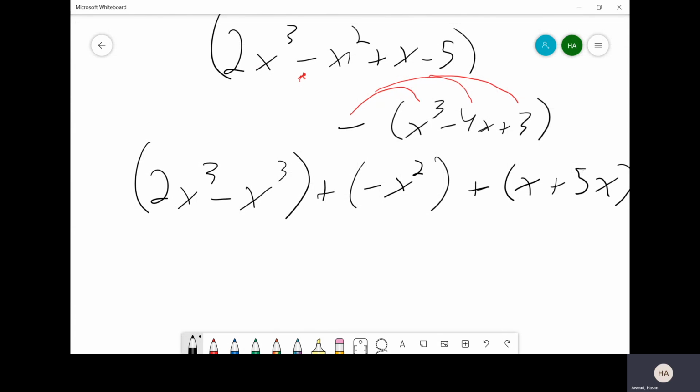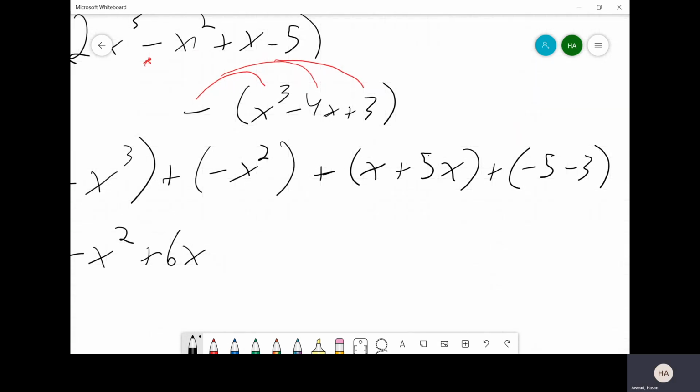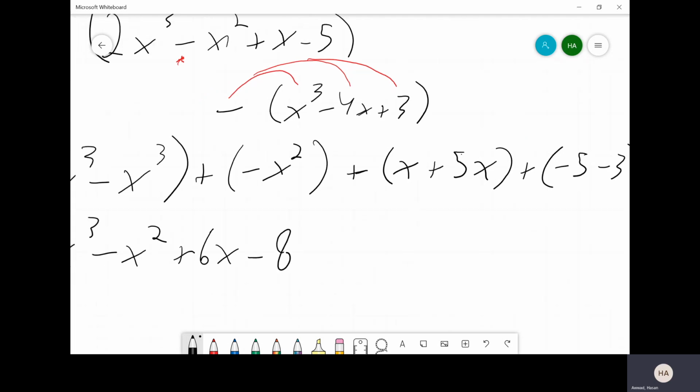So we go through this and we see, okay, 2x cubed minus 1x cubed leaves us with only a single x cubed remaining. Plus a negative x squared is the same thing as a minus x squared. Okay. Then we can combine the x and the 5x, and that gives us 6x. And last but not least, negative 5 minus 3 is still negative, and that's going to give us a negative 8 for a constant.